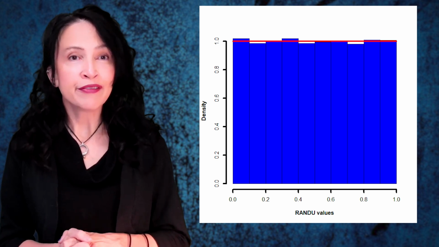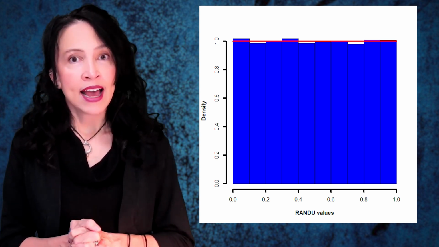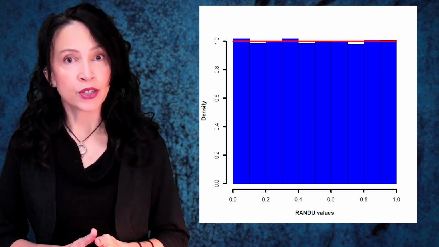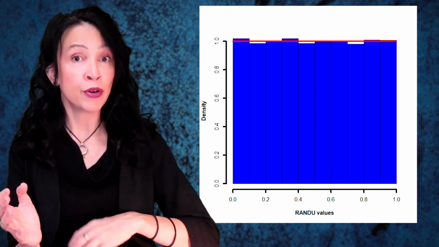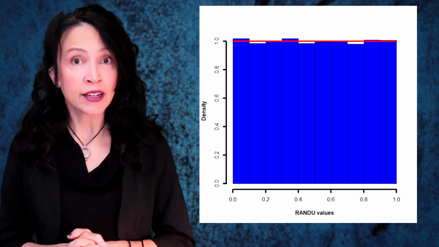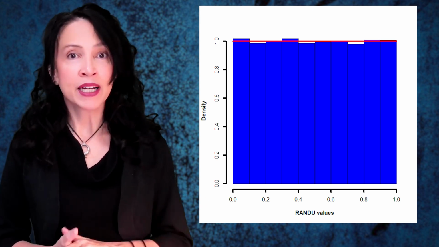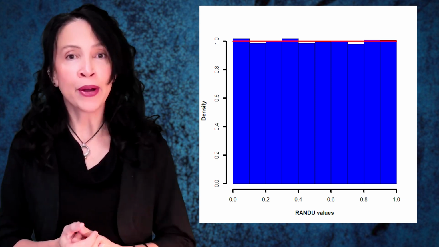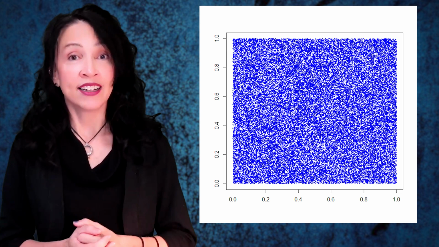But what if I took these numbers that it generated and made ordered pairs out of them? So I made a pair using the first number and the second number, and then the third number and the fourth number, and then the fifth number and the sixth number. What if I plotted those in 2 dimensions? What do you expect to see? I expect to see a cloud of points in the unit square, no structure, and it looks pretty good.